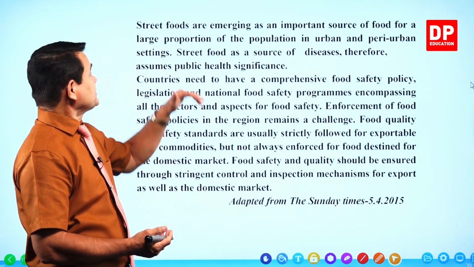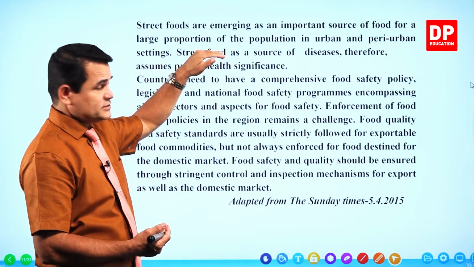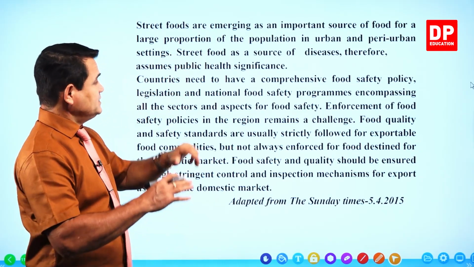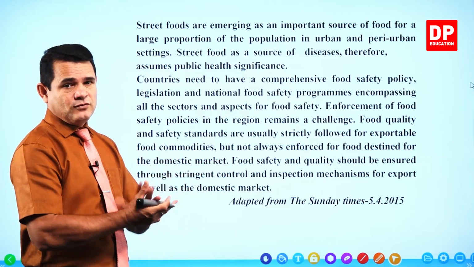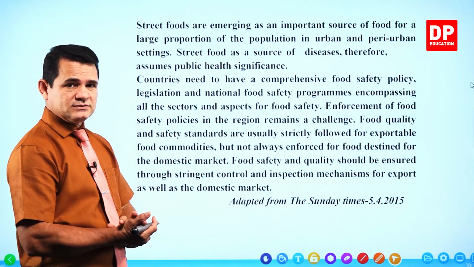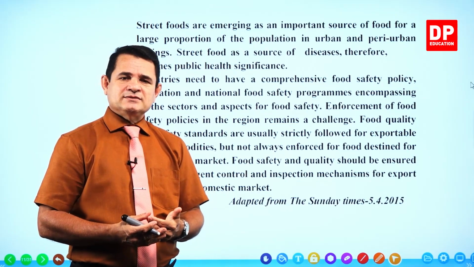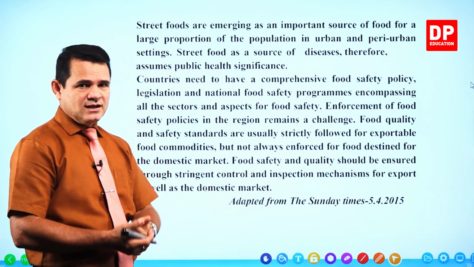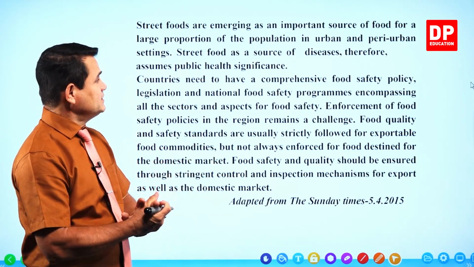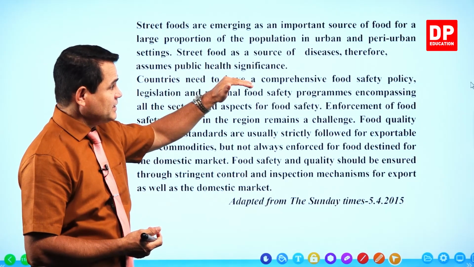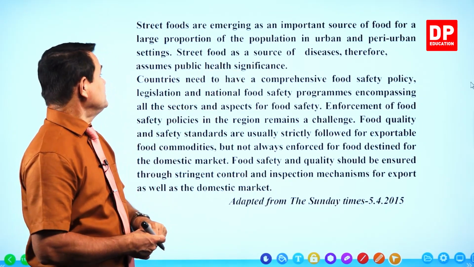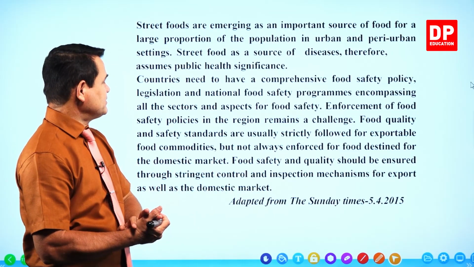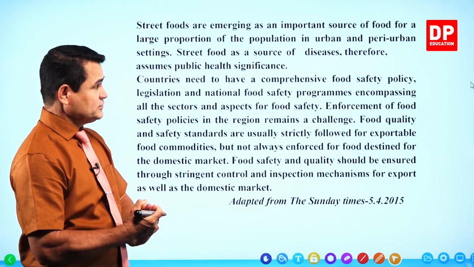Street food is emerging as an important source of food for a large proportion of the population. For a large number of the population, street food is an important source. So sometimes they buy those things. Most of the people buy these, and it becomes a major part of society, right? It is not only in urban but also even in peri-urban settings. Now they can be seen in ordinary urban areas as well as in ordinary rural areas. Street food as a source of disease.